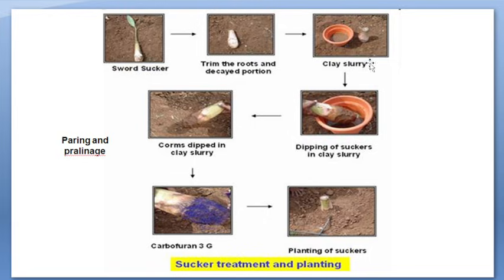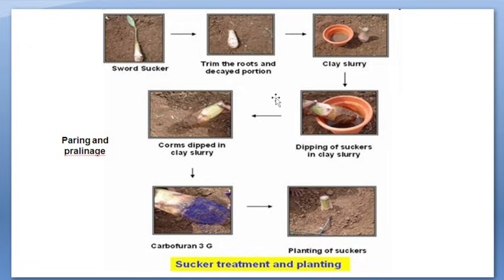Then we can prepare the clay slurry and dip this sword sucker in the clay slurry, and then we can impregnate with the carbofuran granules. Before or after doing this, we can also treat the corms with fungicides like copper oxychloride or mancozeb, just quick dipping we can do, and we can do the planting. This is called paring and pralinage.